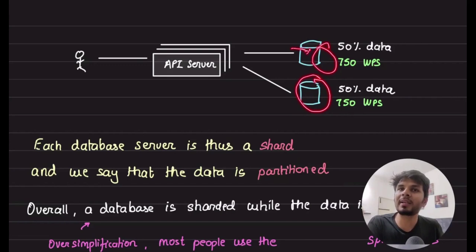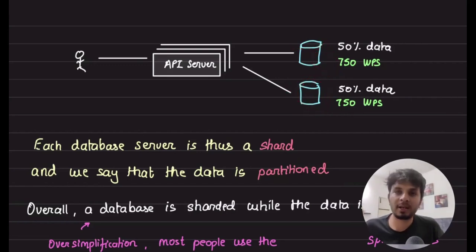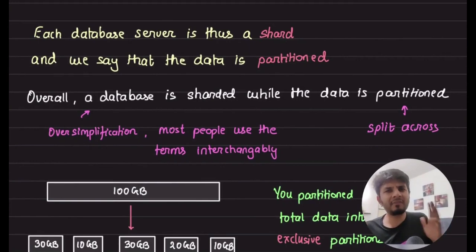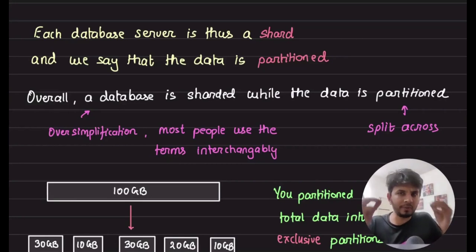So each database server where a partition of data is served is called a shard, and the data is quote unquote partitioned. It's a very oversimplification, if I may put it, but you get the idea that data is partitioned, and multiple database servers is a shard. So overall, you can think of it like that: a database is sharded while the data is partitioned.